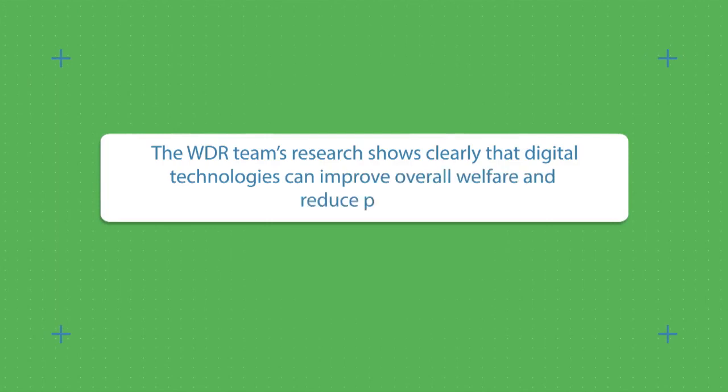The WDR team's research shows clearly that digital technologies can improve overall welfare and reduce poverty. Only with complementary investments in policies and institutions can they also reduce inequality. In Africa alone, 11 million youth are expected to enter the labour market every year for the next decade. Born in the internet era, they live in a world full of new and exciting opportunities.